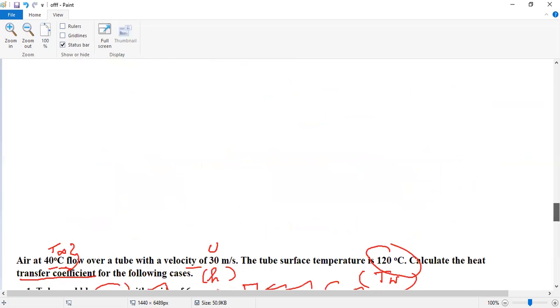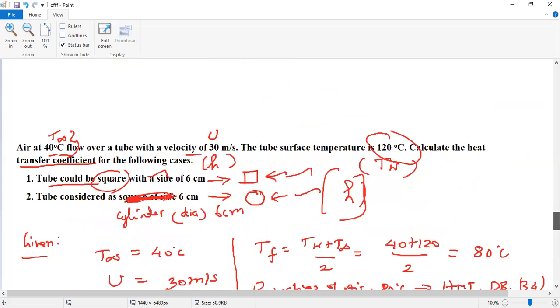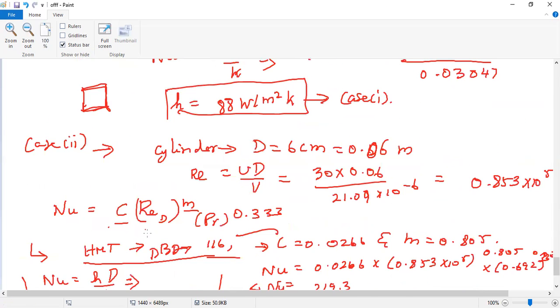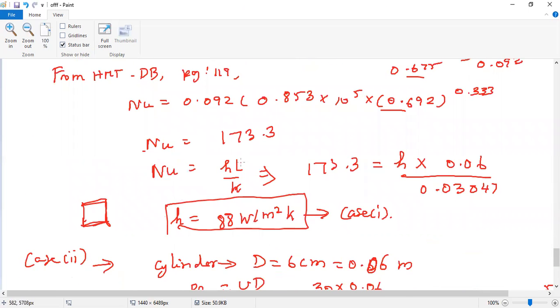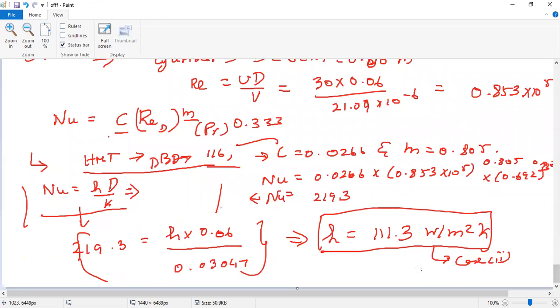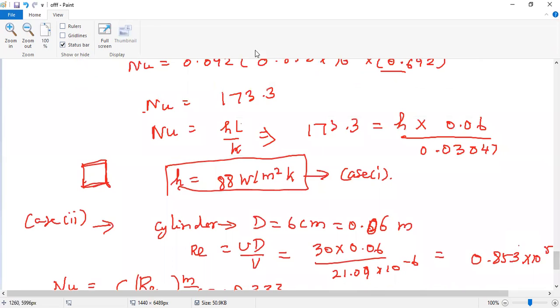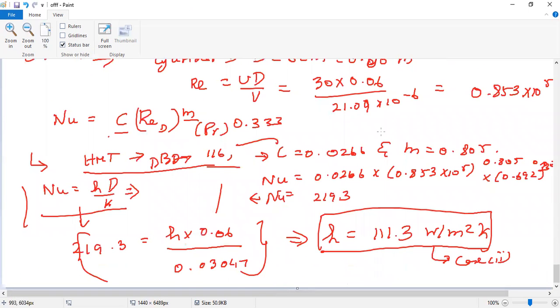So it is the same problem, but we have two cases. The first case is a square, the second case is a cylinder. In the Nusselt number, the square section uses the length L, while the cylinder section uses the diameter. Case one heat transfer coefficient is 88 watt per meter square Kelvin, and case two, the cylinder, has a heat transfer coefficient h of 111.3 watt per meter square Kelvin.